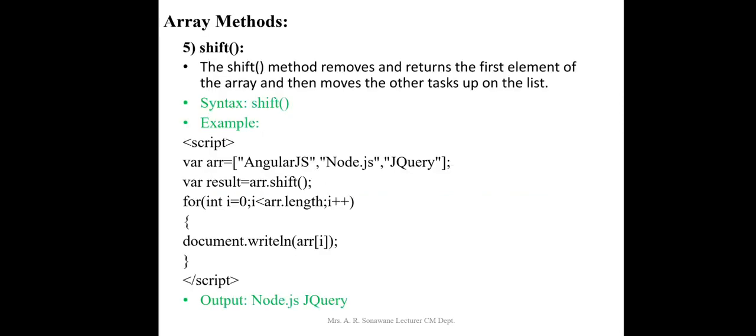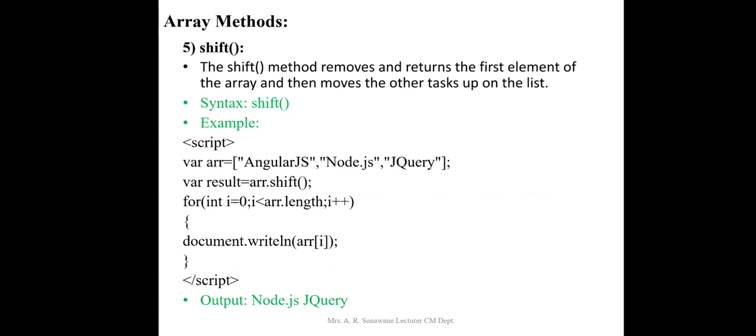Now the next method is the shift method. So what is the meaning of the shift method? This method removes and returns the first element of the array, and then it moves all the other elements up the list. So whatever elements are there in the list, those elements will be shifted up one position as you are retrieving and removing the first position element.